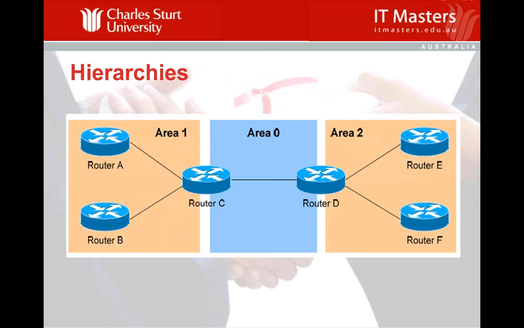So area zero always exists. This is the main area you have to know about for the CCNA. It always exists and it's always required for OSPF to function. If you don't have area zero, you don't have OSPF. It's considered the backbone. As a rule, all other areas must have a connection into area zero, although there is a special thing called virtual links which will bypass that. Again, you don't have to worry about that for CCNA. Area zero is often referred to as a transit area because, as in this diagram, if routers B and F want to communicate with routers A and B, they have to go through area zero.